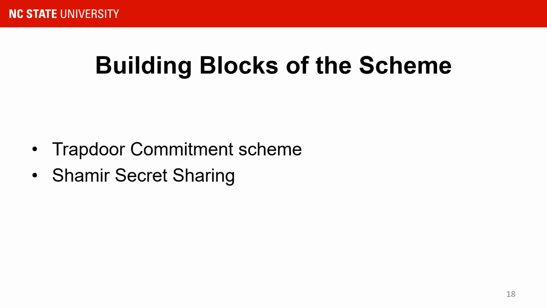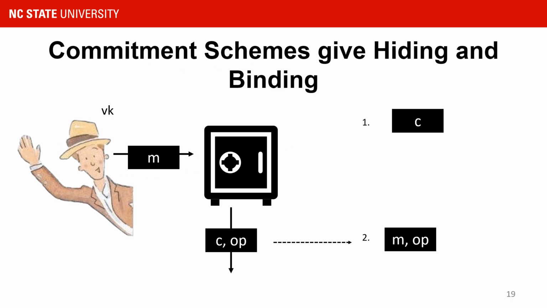The building blocks that I used are a trapdoor commitment scheme, which is where our keys are going to come from, and Shamir secret sharing. So with a trapdoor commitment scheme, by the way, I used only general assumptions to prove my threshold ring signature. Let me explain commitment schemes very quickly.